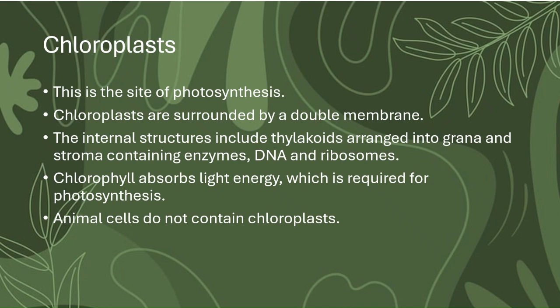Chloroplasts, these are the site for photosynthesis. This is where photosynthesis takes place. Chloroplasts are surrounded by a double membrane. The internal structures include thylakoids arranged into grana and stroma containing enzymes, DNA, and ribosomes. Chlorophyll absorbs light energy, which is required for photosynthesis, and animal cells do not contain chloroplasts.